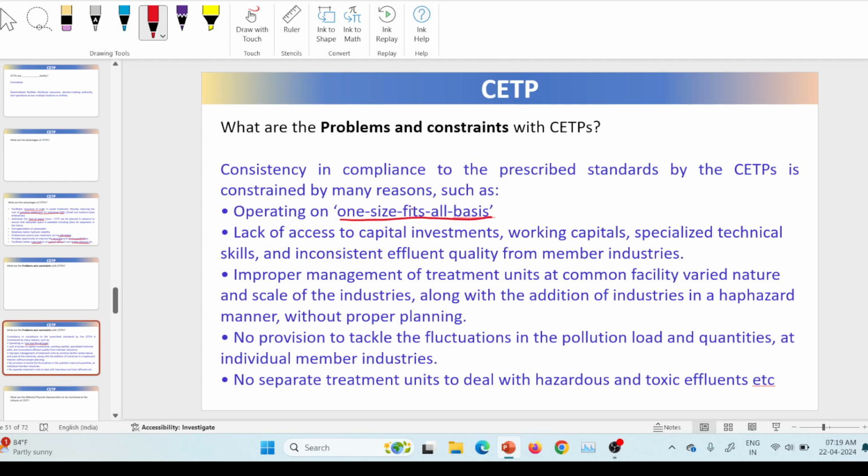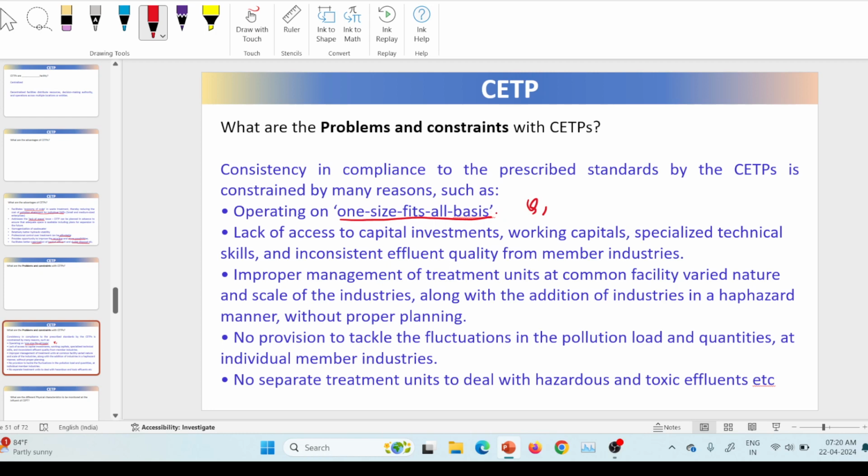There is an assumption before designing a CETP: we will get this much amount of wastewater of this much characteristic. Even though we decide a range of wastewater characteristics, sometimes it may fail because the wastewater characteristic range may go beyond the expected. So it cannot cater to all the requirements of all the industries. That's why it is said to operate on a one-size-fits-all basis. One size cannot fit all industries. This is the major disadvantage or constraint with CETP.